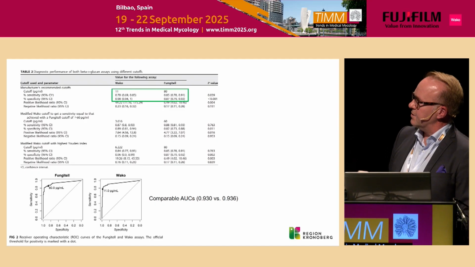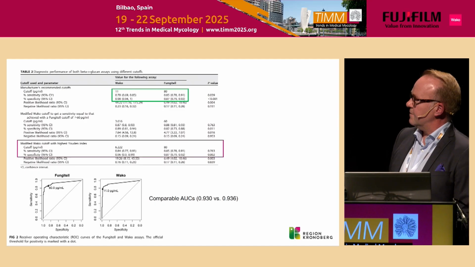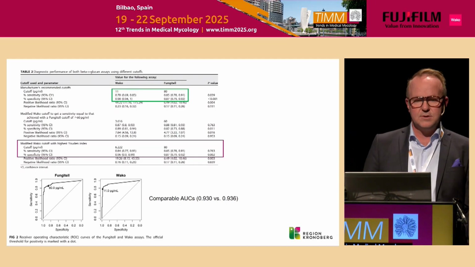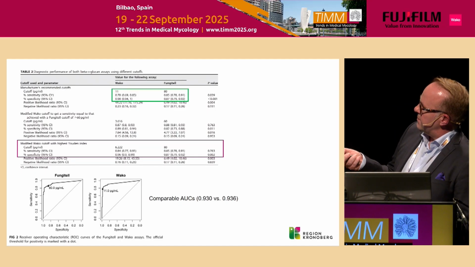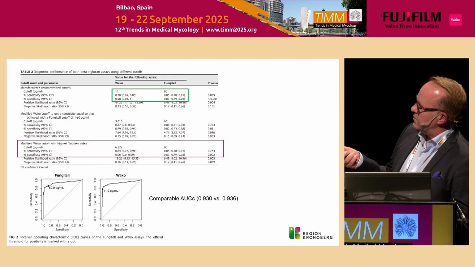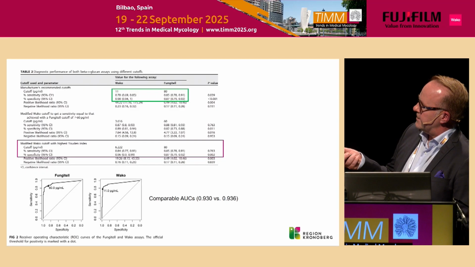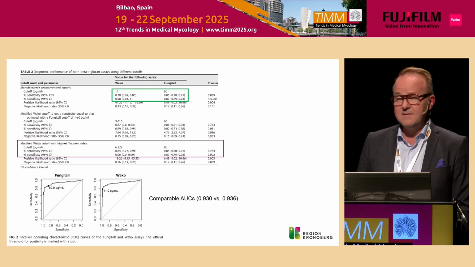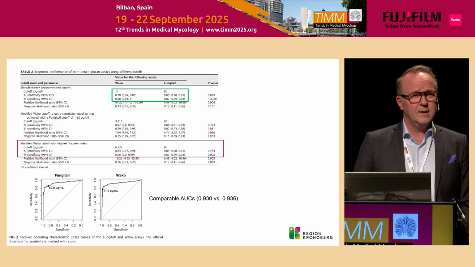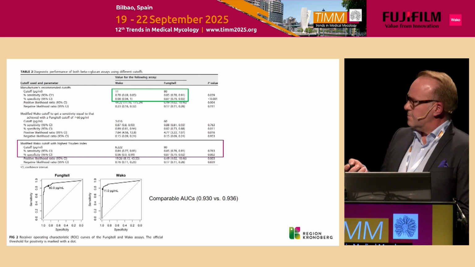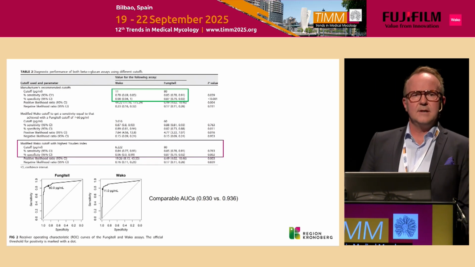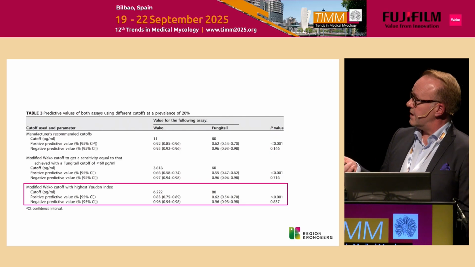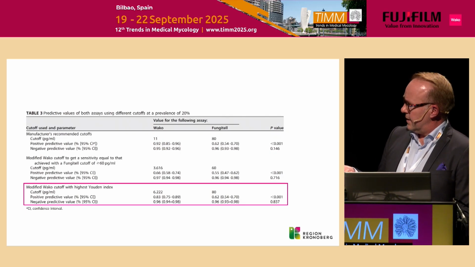But they also calculated a new optimal cutoff, which in their study was 6.2, and using this, the sensitivities for pneumocystis were similar, but the specificity on WACO was better. Then they also wanted to look at predictive values, and as this is a one-to-one weighted study, they did calculations for a prevalence of 20%, and they saw that the negative predictive values were really high with both, but the positive predictive value was better with WACO.